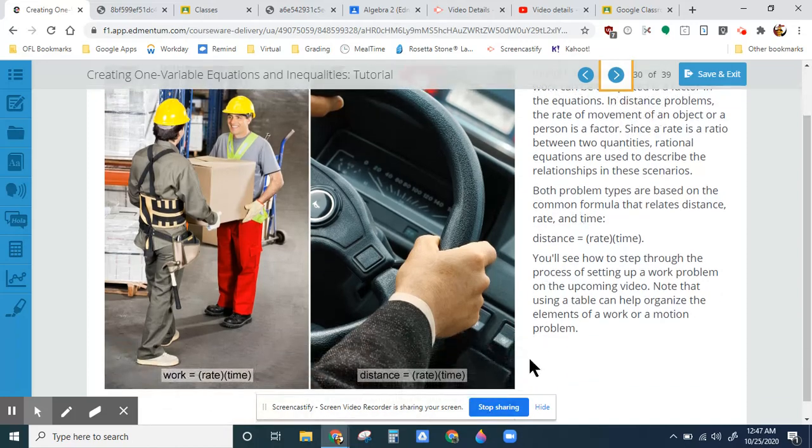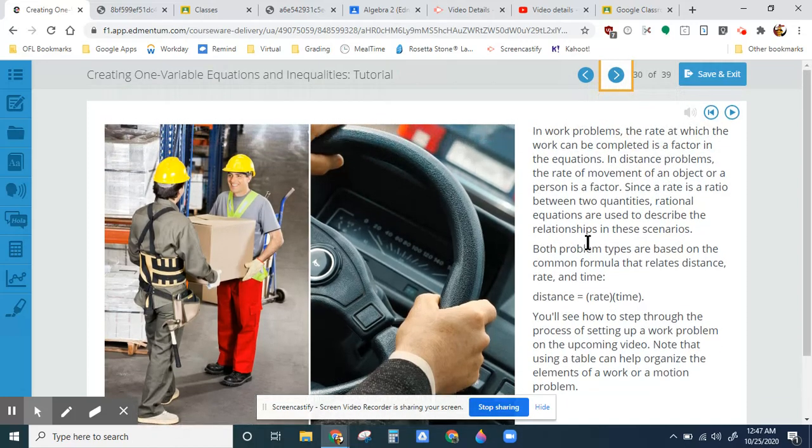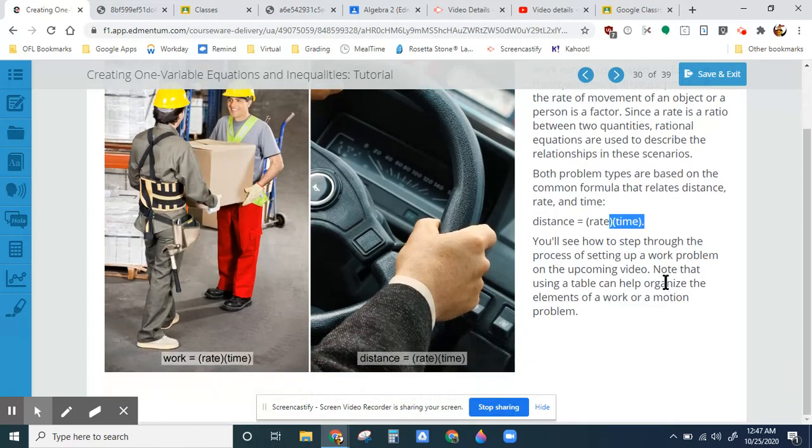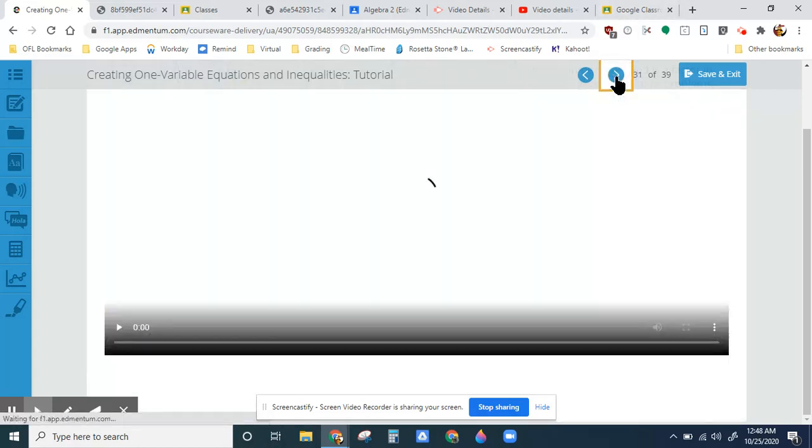So in work problems, we kind of have to figure out our formulas. So there's always going to be some type of formula. Like, for example, the distance we travel is always equal to the speed times the time. So we just have to kind of understand what we're talking about. So work is always equal to the rate at which they're working times the time, the amount of work we're doing.